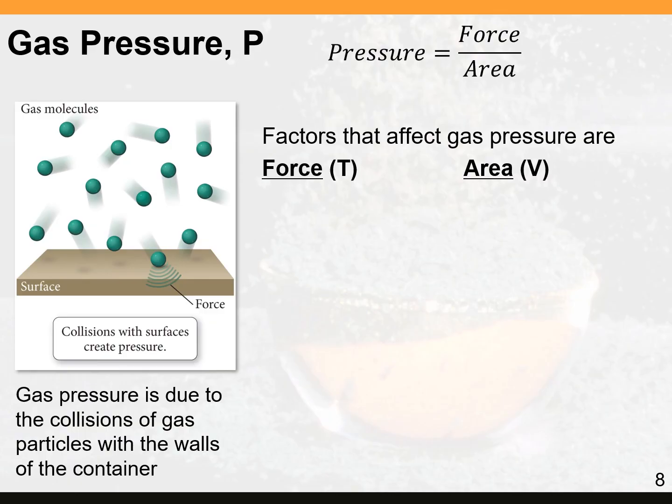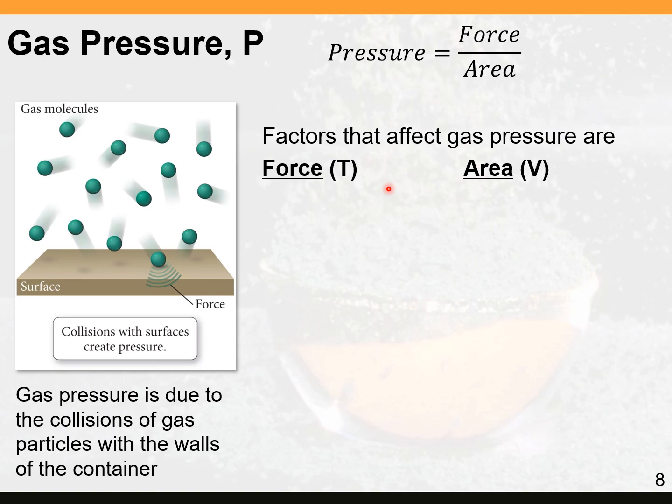Gas pressure is caused by the collisions of the gas molecules with the walls of the container. Gas molecules are in constant motion, and they constantly collide with the walls of the container. Each collision imparts a force, and the cumulative effect is observed as gas pressure. Recall that pressure is force applied per unit area. Therefore, any factor that changes force or area has an influence on gas pressure.